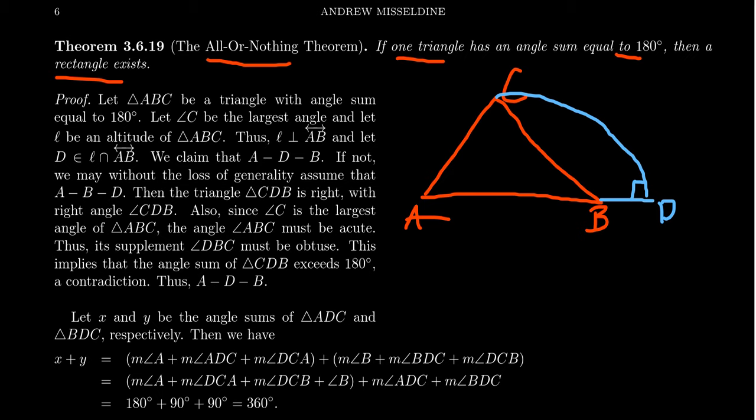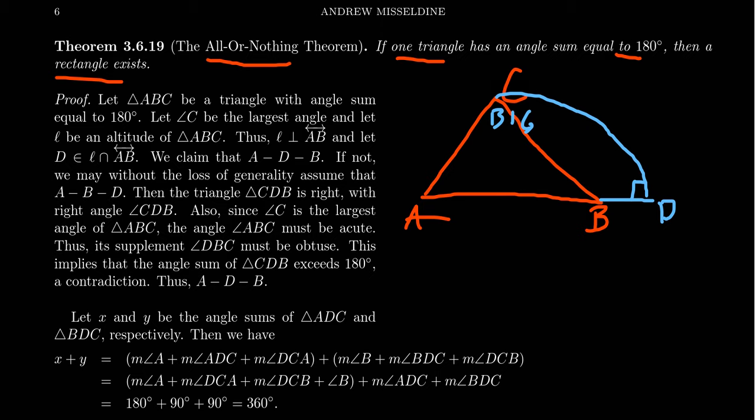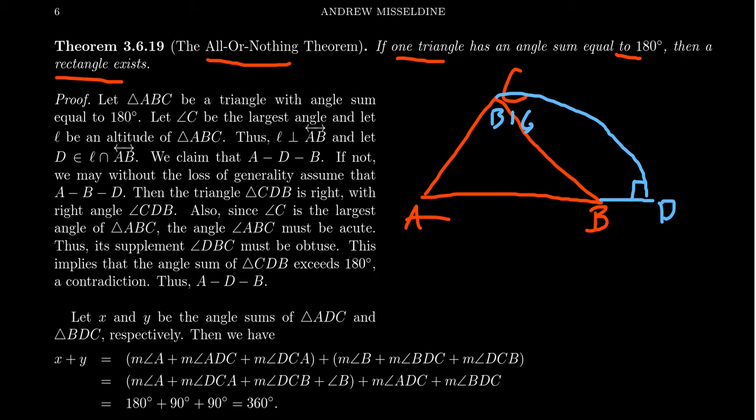Well, what if angle C was the biggest angle of the triangle? What I can say is the following. By the Saccheri-Legendre theorem, because we have a right angle in the triangle CBD, there can't be any other right angles in this triangle, and there can't be any obtuse angles right here. So this guarantees that angle DBC will be an acute angle. Well, then its supplement, which is angle ABC, would have to be obtuse.